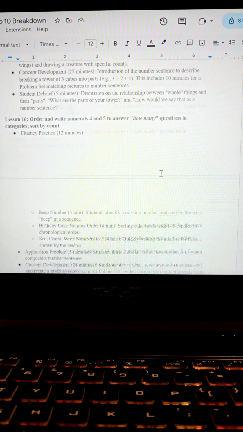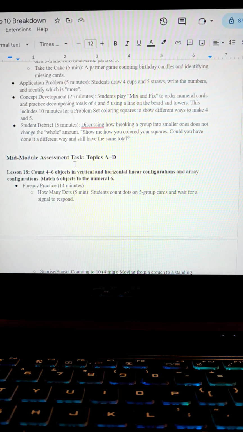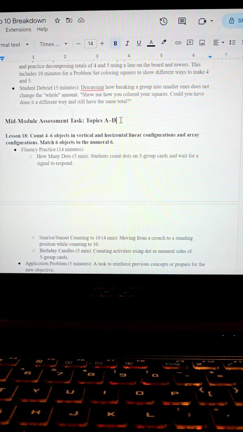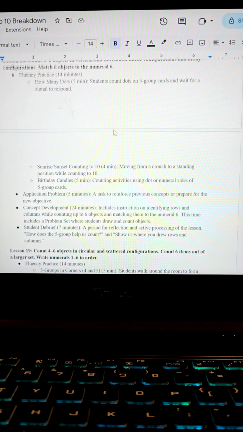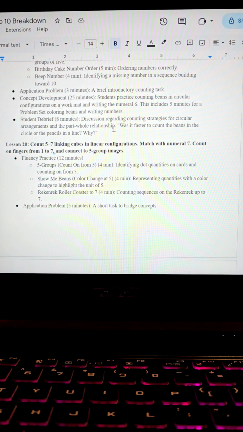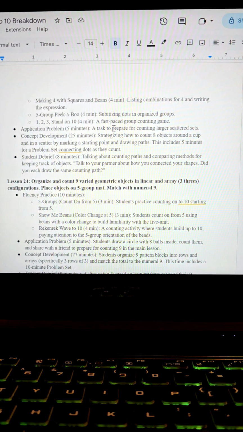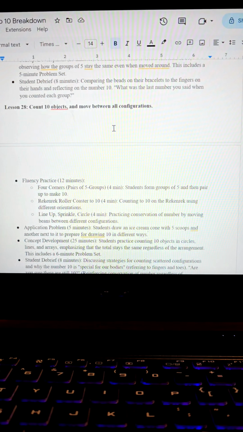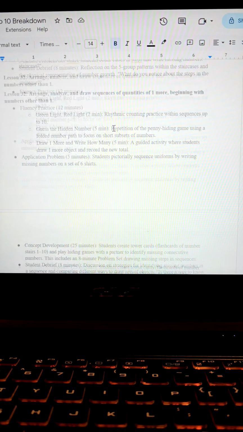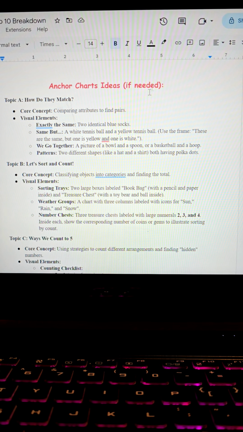And then when we got to mid-module, I just put it in there, which I could have put how many days it is, but I know that this one's going to be 3 days. And so this is what this looks like. And then the one on the bottom is the visuals, anchor chart ideas if needed.